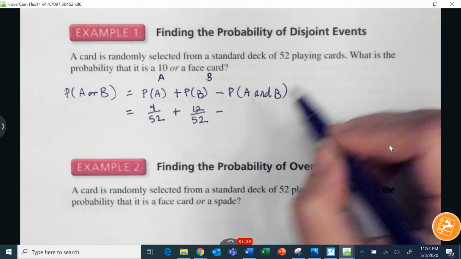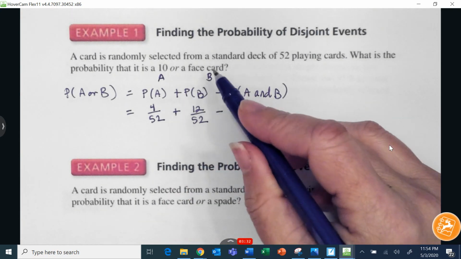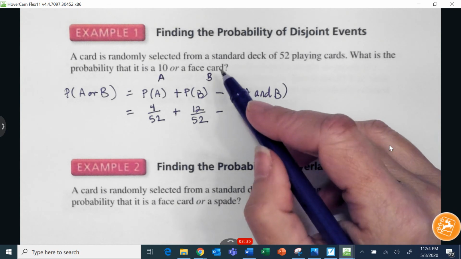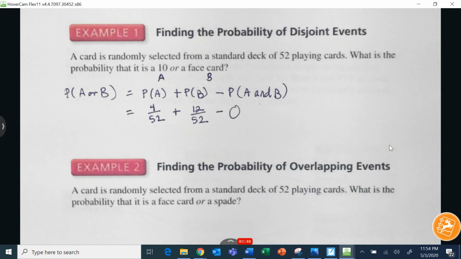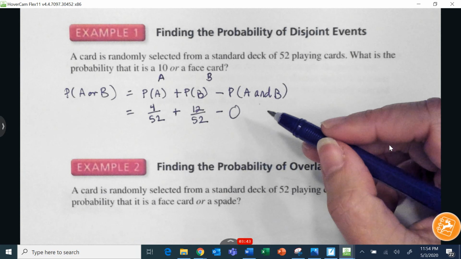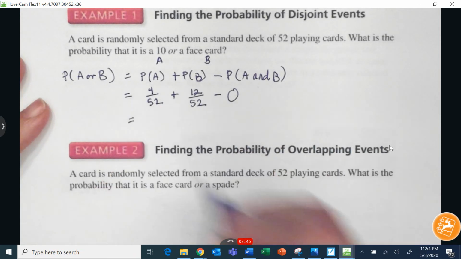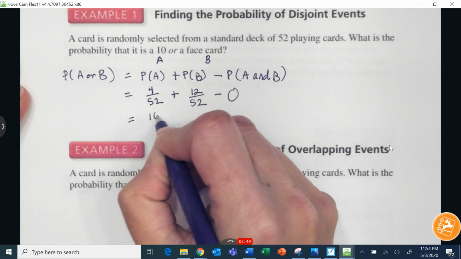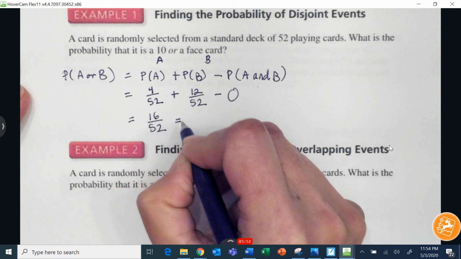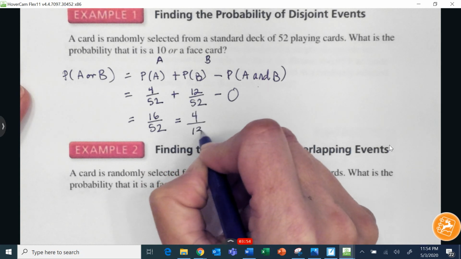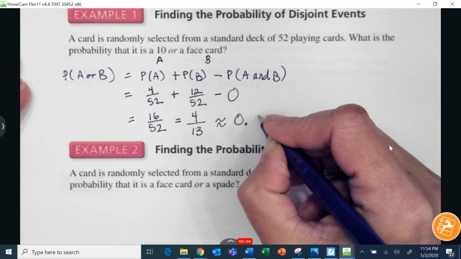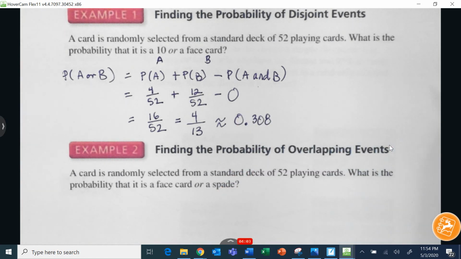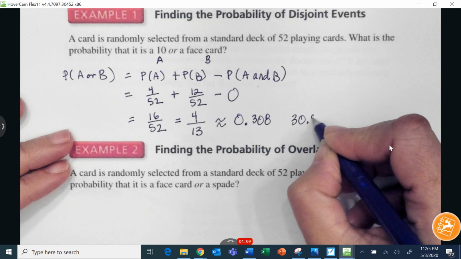Now I'm going to subtract off the probability that we would draw a 10 that is also a face card. Well, the face cards are not 10s. 10s are not face cards. So there is absolutely 0 probability of that happening. So I subtract off the overlap. There isn't overlap. So now we add these together and we get 16 over 52, which reduces to 4 over 13. Type that in the calculator, and I've already done the calculating to make this video a little bit shorter. And I get approximately 0.308, or if we're thinking percent-wise, 30.8%.